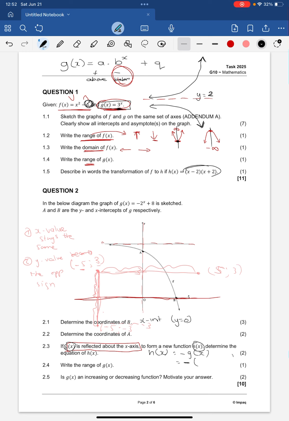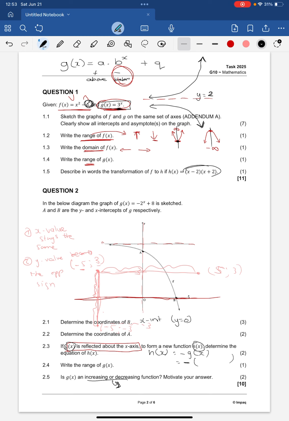Range of g of x we've been through. Is g of x increasing or decreasing? Please, again, I urge you to go through the notes on exponential functions. We spoke about increasing and decreasing functions as it pertains to exponential functions. And what is going to tell you if it's increasing or decreasing, I'll just give you a clue, is the value of b. I'm giving you a clue, but we did speak about it. Okay. Moving on swiftly with question 3.